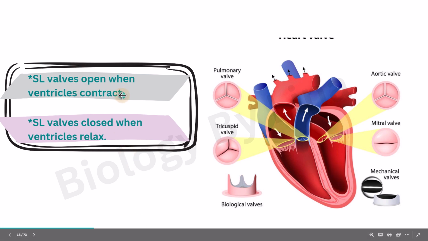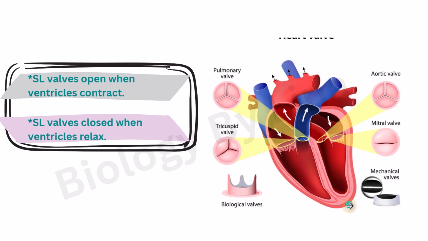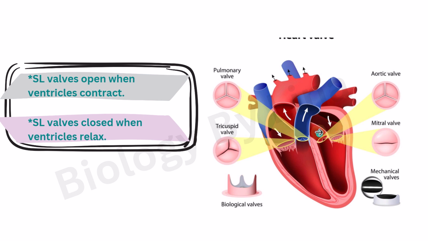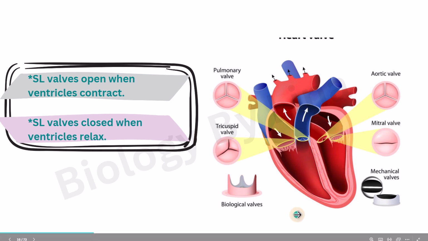So SL valves open when the ventricles contract. When the ventricle contracts, they are opened in order to allow the oxygenated blood to move through the aortic valve and the deoxygenated blood to go to the lung through the pulmonary valve. And SL valves close when the ventricle relaxes, preventing the flowing back of the oxygenated and deoxygenated blood to the ventricles.